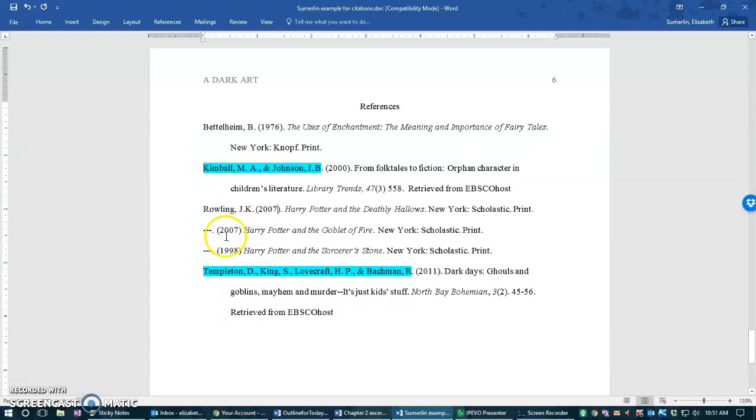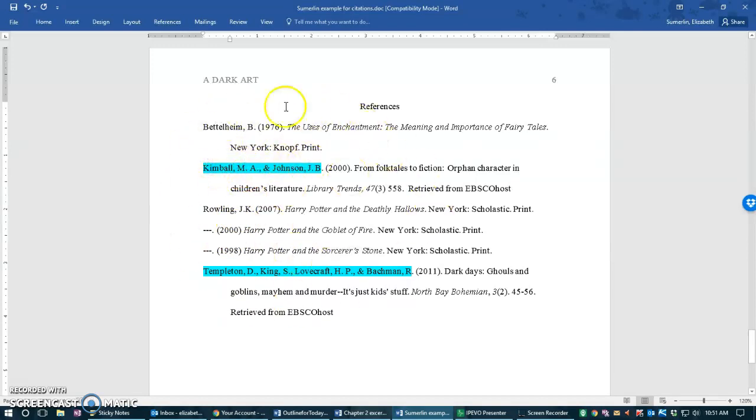If they're written in different years, then you don't need to worry about them. So if I'm quoting Rowling 2007, I know I'm talking about this book. If I'm quoting Rowling 2000, I know I'm talking about this book. If I'm quoting 98, I'm talking about this book. That's only if you have an article written by the same person in the same year. Sometimes that happens. If it's written in different years, just last name, year.